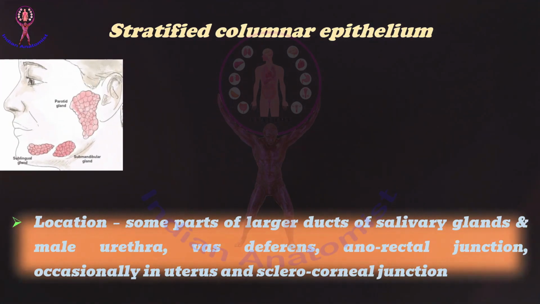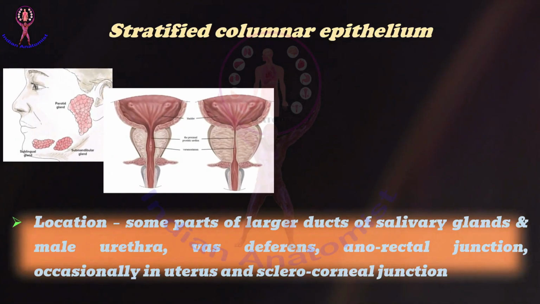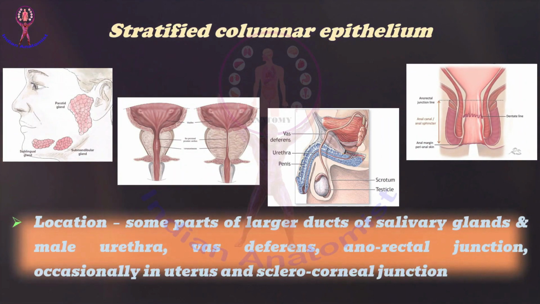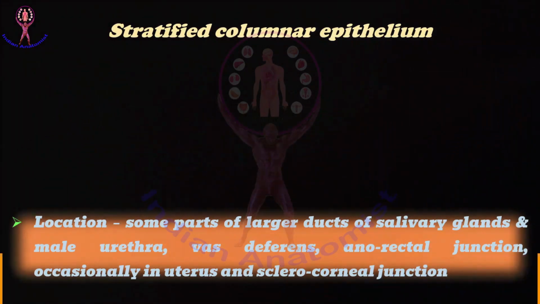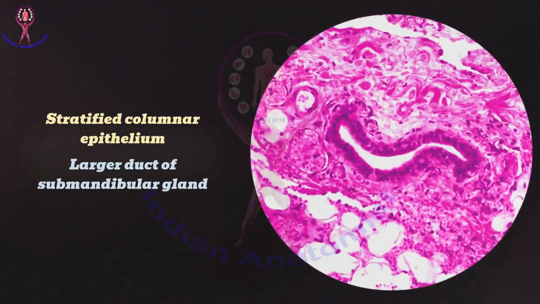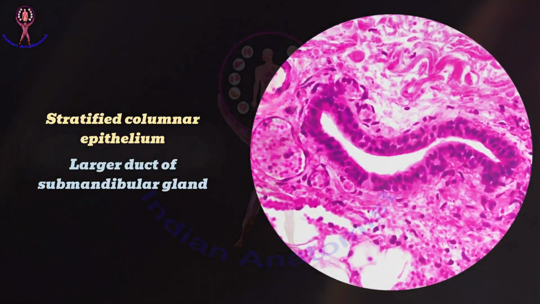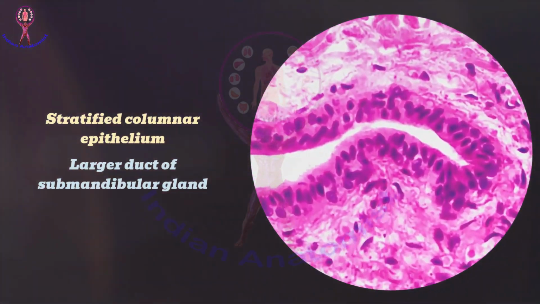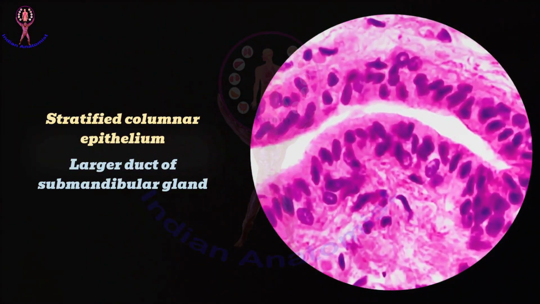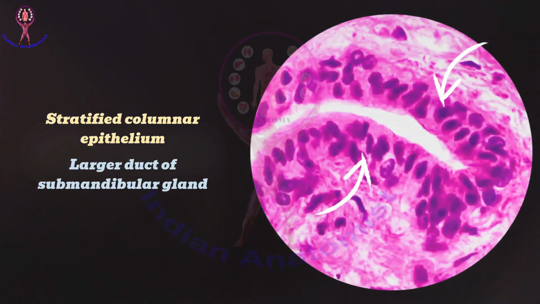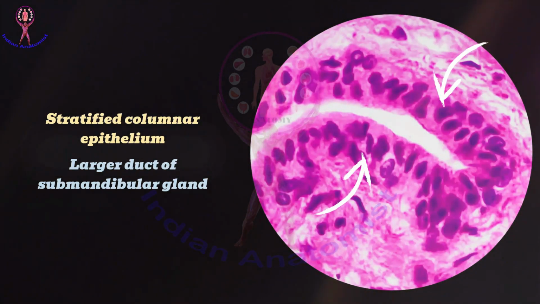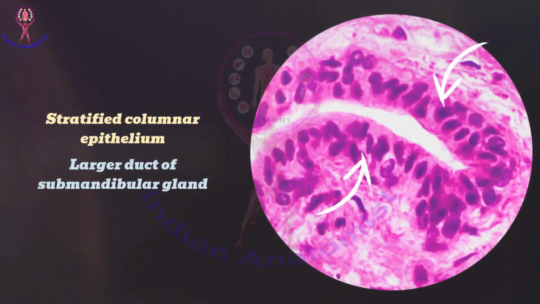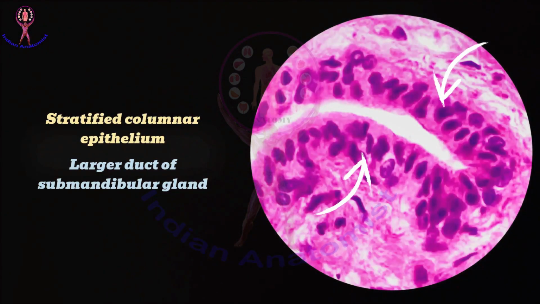Location: certain parts of some larger ducts of salivary glands, male urethra, vas deferens, anorectal junction, occasionally in uterus, and sclerocorneal junction. This micrograph clip shows one of the interlobular ducts of the submandibular gland that is lined by stratified columnar epithelium. In this, 2 or 3 layers of epithelial cells are present and the superficial cell belongs to columnar type. Please note the elongated nucleus towards the surface.